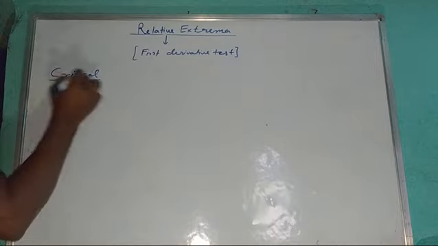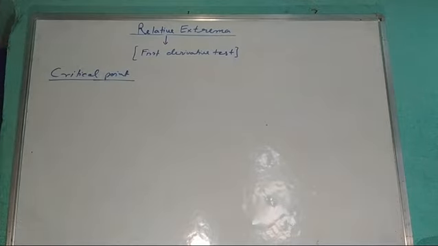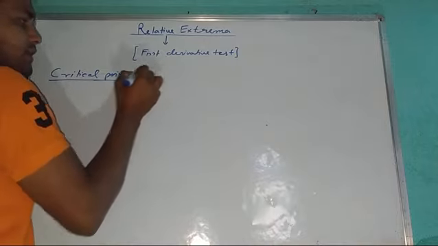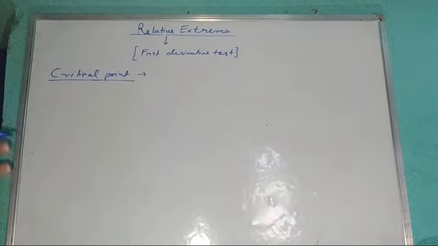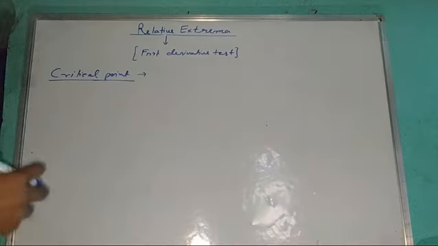Friends, critical points play a very important role in understanding the first derivative test. This is a critical point. Basically, a critical point is a point at which the first derivative of the function is equal to 0. That point is known as a critical point.